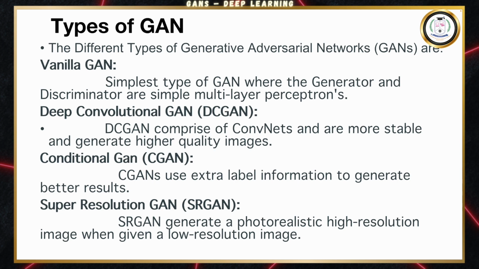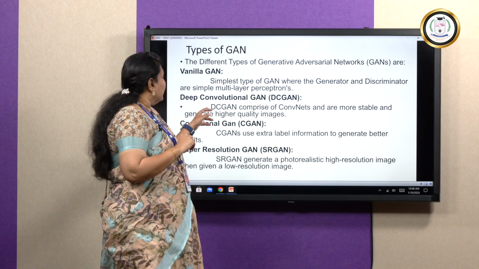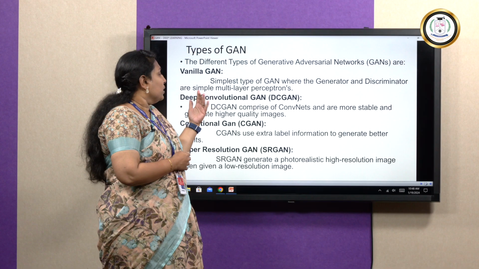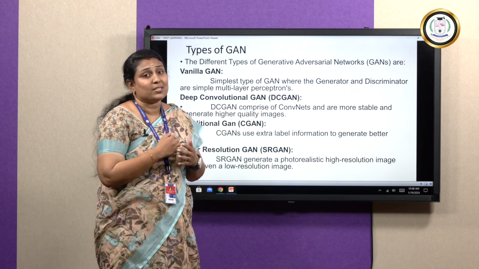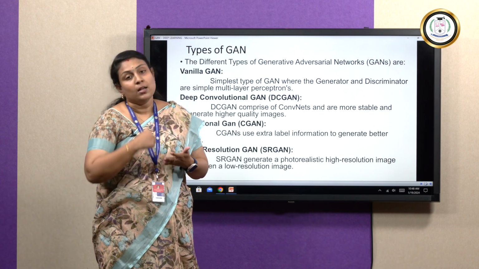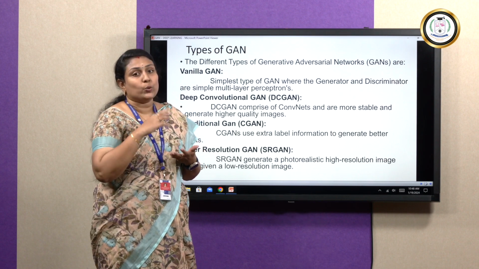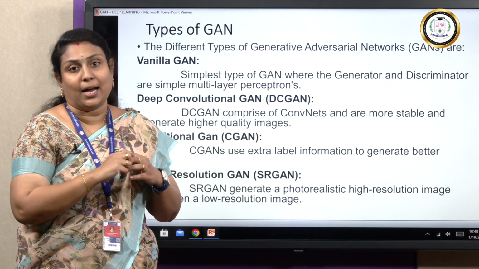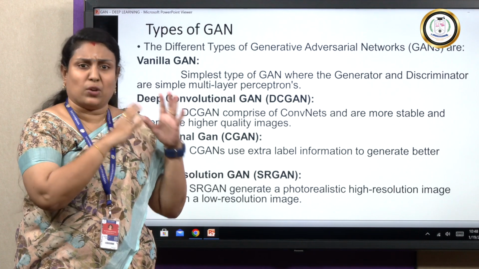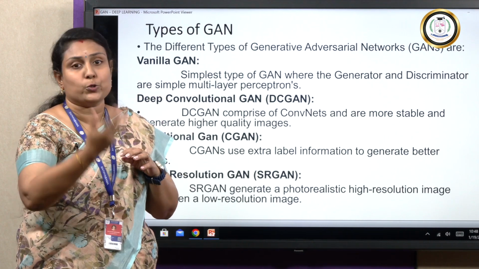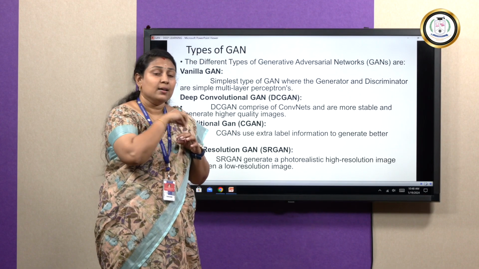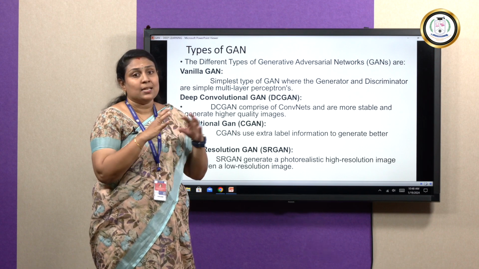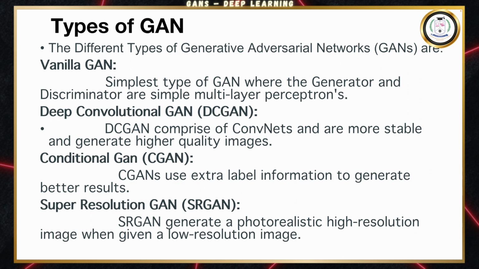Multi-layer means we will have more number of layers. Then deep convolutional GAN. DC GAN comprises of ConvNets and is more stable and generates high quality images. So here in DC GAN, deep convolutional, we use a CNN, convolutional neural networks. So here we use a concept called CNN to give high quality images. In the previous example, we saw the clarity of the Taj Mahal example. So if we are taking some data from the database, the clarity of the image, the resolution will be high. How the fake data has been identified by the discriminator, all those things will be enhanced with this quality by using the CNN, that is convolutional neural network.